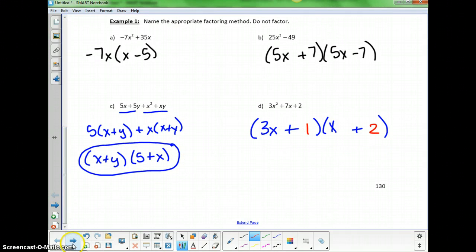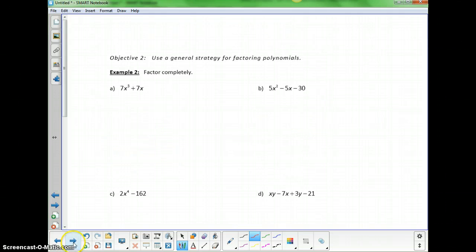Okay, let's go to the next page. Okay, I've got a couple more here I'm going to use the general factor strategy on. When I look at the first one, there are 2 terms. Is there anything in common? Yes, 7 is in common, and so is x. So I'm using the GCF, taking that out. It's going to leave me with x squared plus 1.